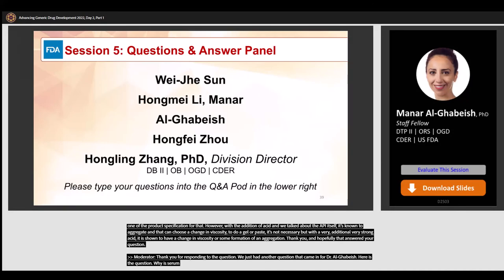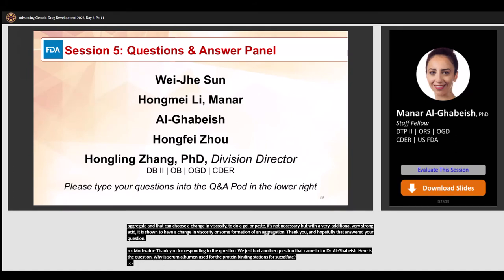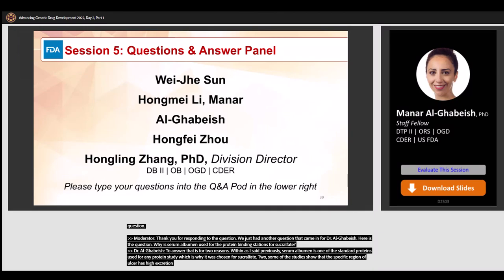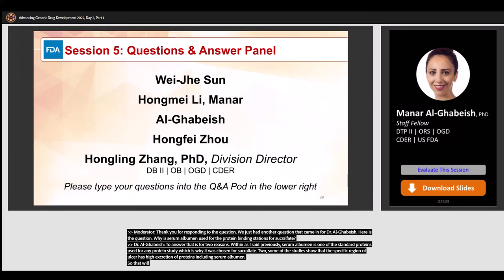Why is serum albumin used for the protein binding studies for sucralfate? To answer that, it's actually for two reasons. One, as I said previously, serum albumin is one of the standard proteins used for any protein studies, and this is why it was picked for sucralfate. And two, some studies show that specific regions of an ulcer have high excretion of proteins, including serum albumin. That would be an indication of the specific binding of sucralfate to the ulcer region. Thank you.